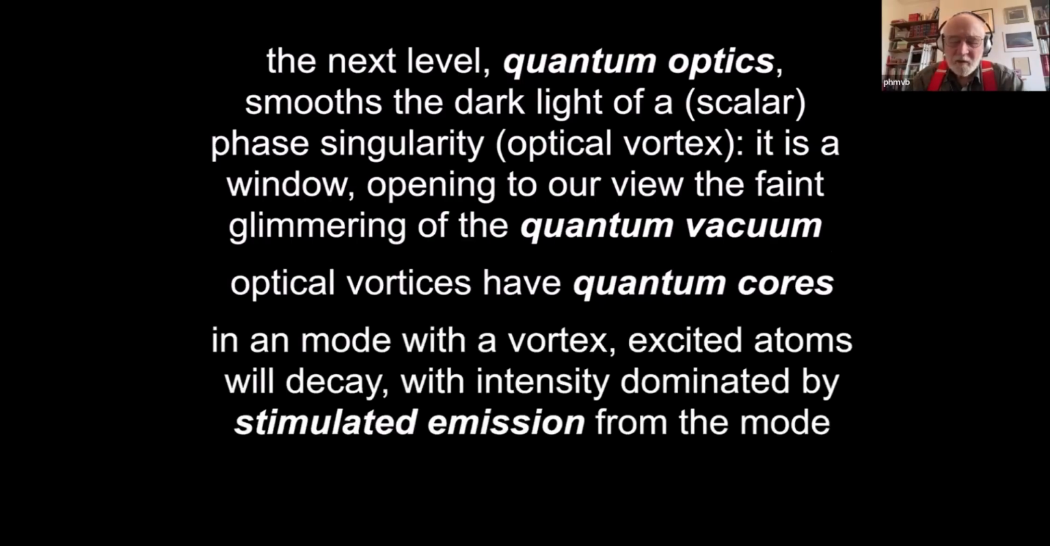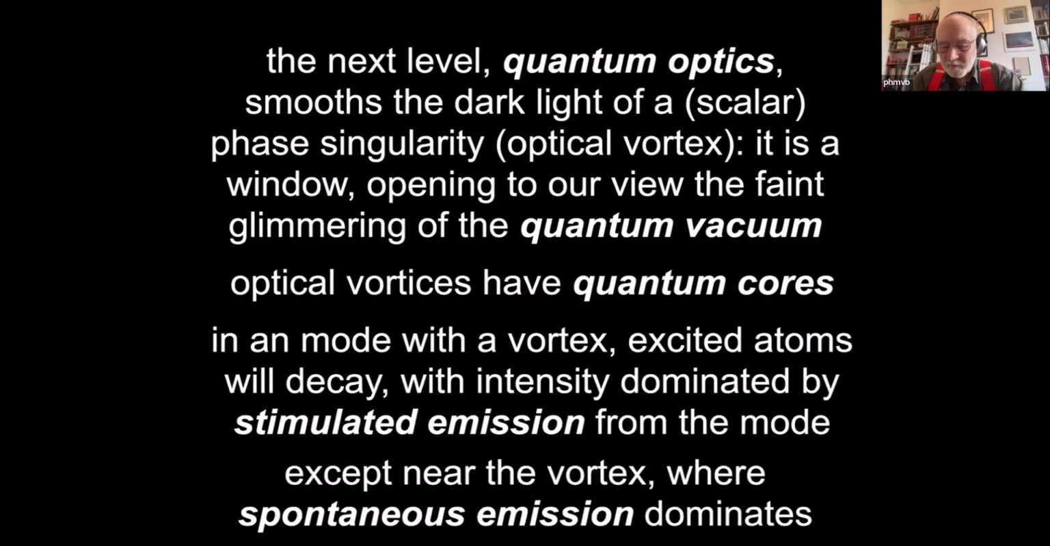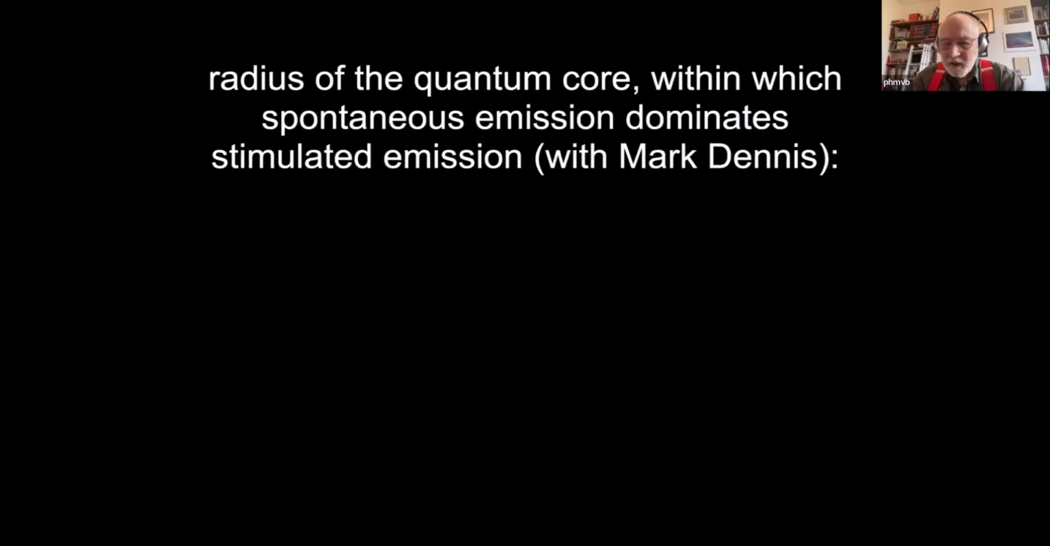Now, consider a mode with a vortex in it and put excited atoms there. They will decay, and the intensity is dominated by stimulated emission from the mode. They see the light that's there. But of course, near a vortex, there's no light. And so then you're seeing something which additionally happens but is mostly obscured by stimulated emission. You're seeing spontaneous emission dominating. So the question is, what's the radius of the quantum core, the radius within which spontaneous emission to other unoccupied vacuum states which don't have a vortex there, what's the radius of the region where spontaneous emission dominates? And all this work was done with Mark Dennis.